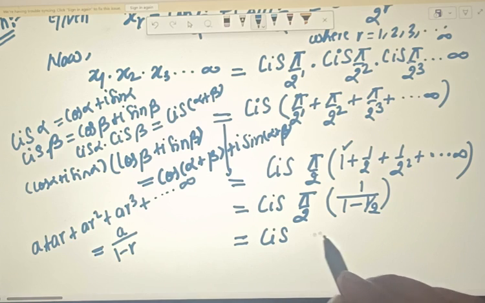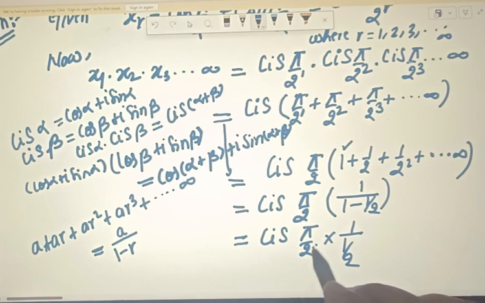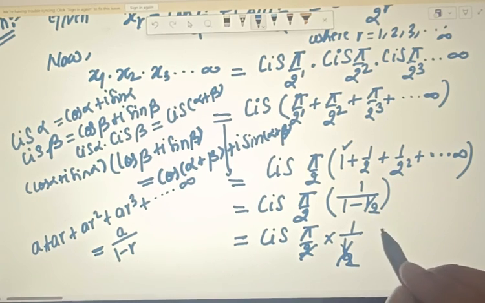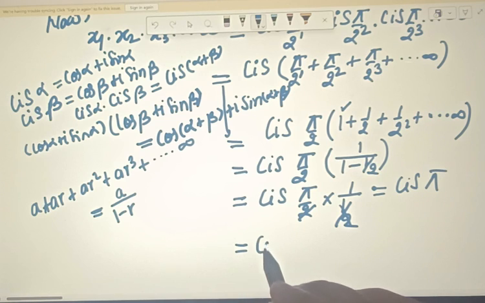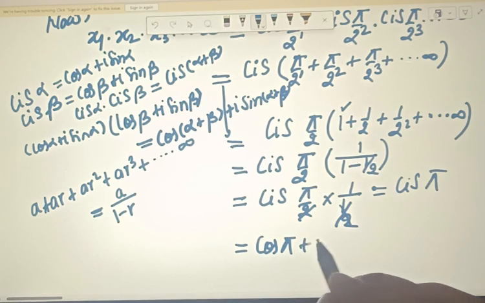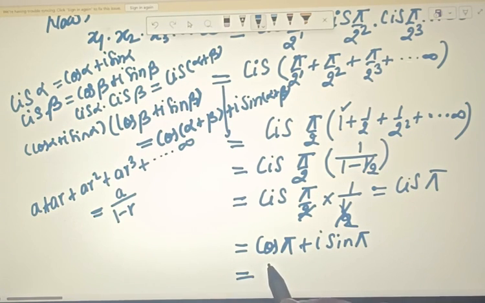Now it is this pi by 2, and 1 minus 1 by 2. So these two are cancelled out by these two, and you will get cis pi. It means cos pi plus iota sine pi. The value of cos pi is minus 1, and the value of sine pi is 0, so it will give you minus 1.